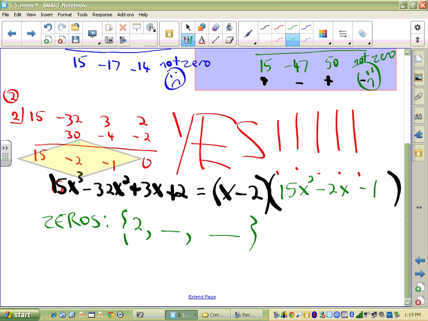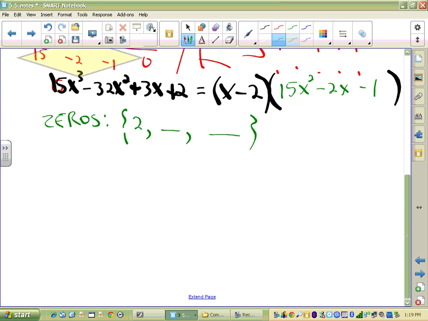And the other ones, we should be able to take this and factor that. And if you can't, I'm sorry, go back to your chapter 4 notes and look them over. Okay? 5x, 3x, 1, 1, minus here, plus there. So that'll do it. Then our other zeros are going to be negative 1/5 and positive 1/3.